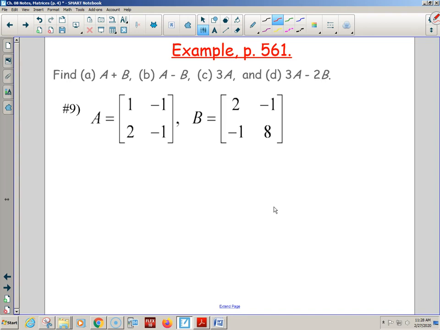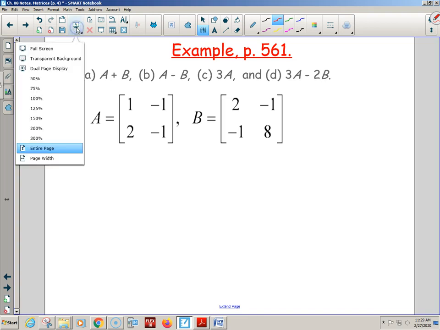Thank you. Alright, so you guys busted it out? Did you get the example? Can I dual page for those who might have fallen behind?